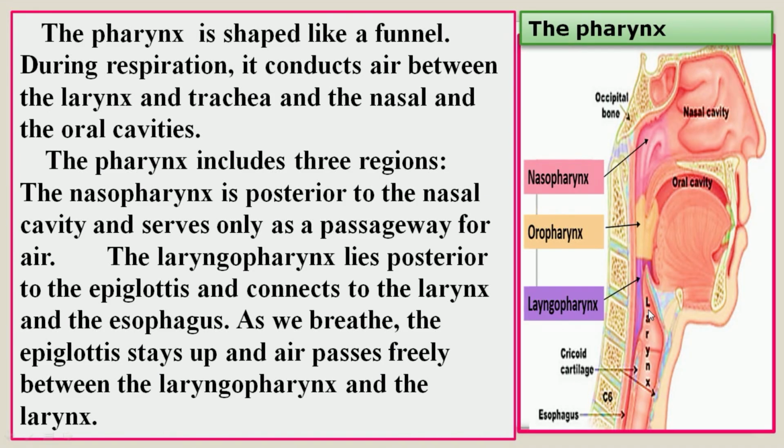respiratory region. The pharynx is shaped like a funnel. During respiration, it conducts air between the larynx and trachea and the nasal and oral cavities. The pharynx includes three regions. The nasopharynx is posterior to the nasal cavity and serves only as a passageway for air.